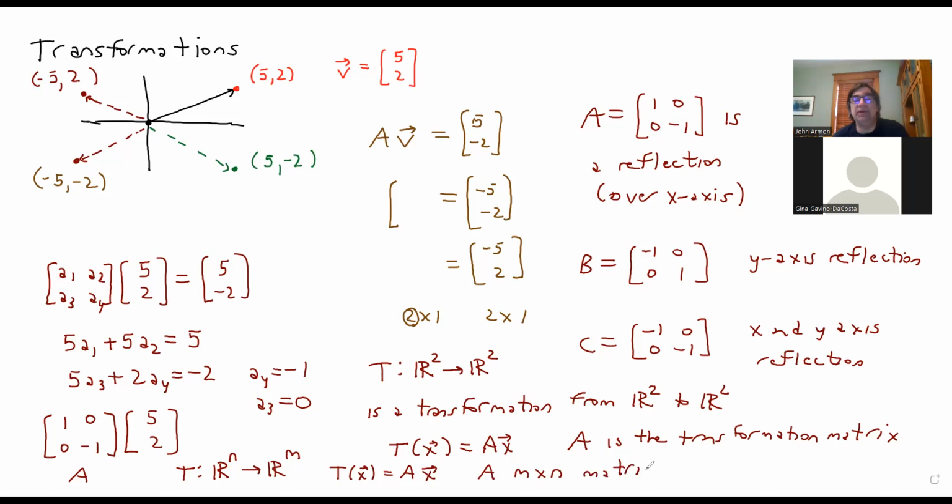That'll perform the transformation. And notice the order here. M is the space you end up in, n is the space that you start with. It didn't really matter here, both spaces were R2, so our matrix was 2 by 2, but in general it's going to be an m by n matrix.